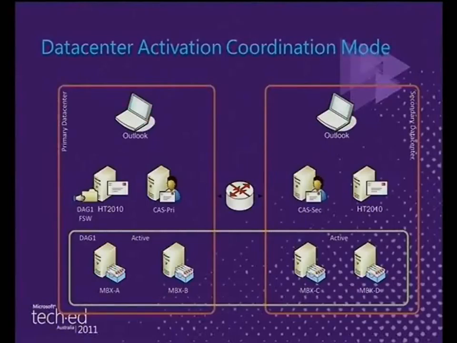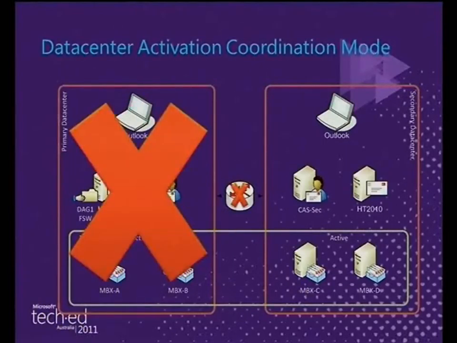So we've got a DAG. It's extended across multiple data centers, and we've got the WAN here. This is our primary data center, so we've got the majority of voters. In other words, 2 voters here and the witness over here. Over here, we just have 2 voters, so this is in the minority in our secondary data center. The scenario DAC mode was designed to protect you against is this scenario.